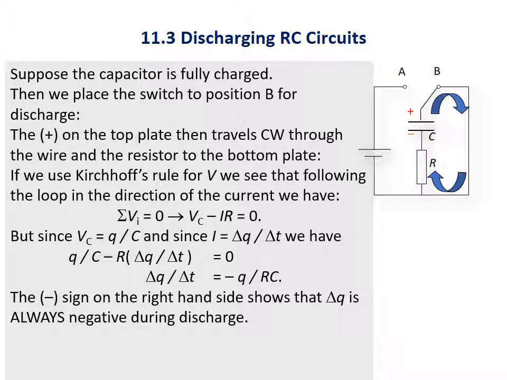The negative sign on the right-hand side shows that the change in Q is always negative during discharge. We're losing charge over time. The capacitor has its maximum value at the start, and this is diminishing. This is an interesting equation because I have the change of some quantity on one side equal to a product of that quantity on the other. Interesting.